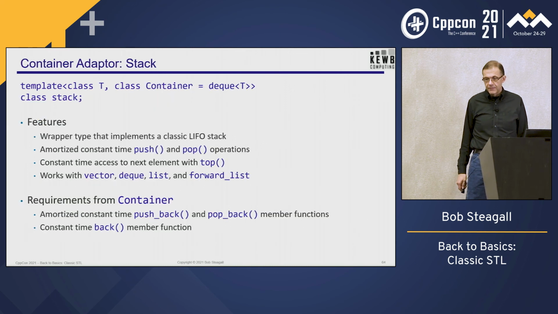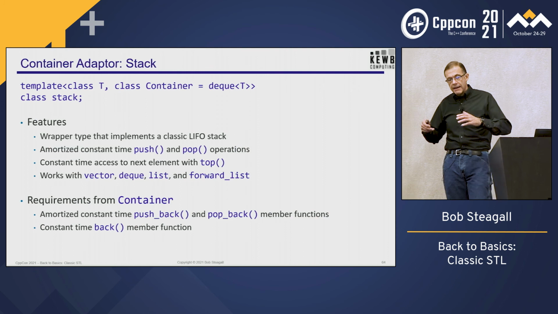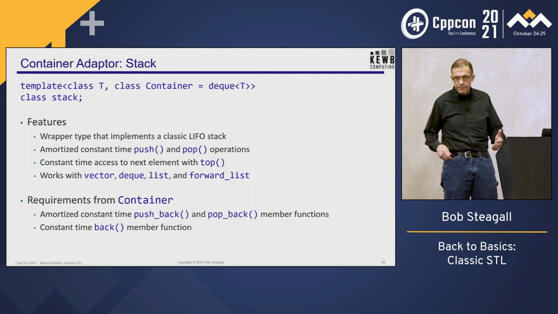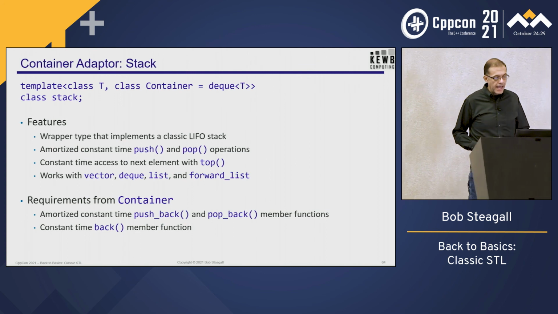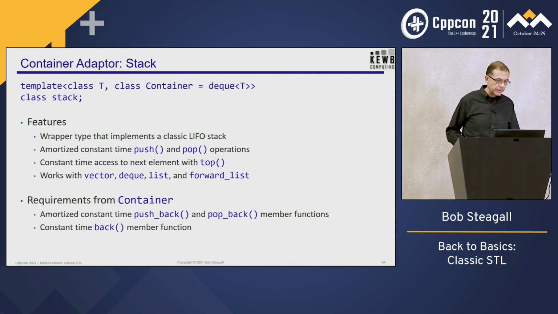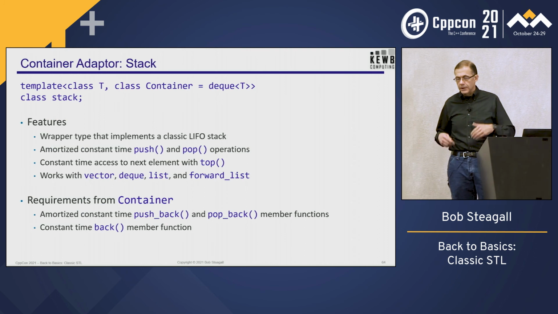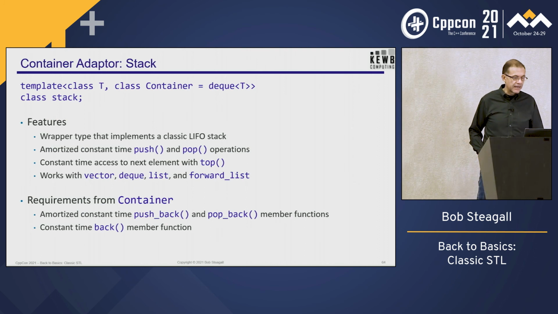And then you have the container adapters. And just like you had the iterator adapters, you have container adapters. You have stack, which can wrap vector, deque, list, and forward list. And it doesn't provide any real interface to it other than the classic push, pop, and top operations in the classic stack data structure.